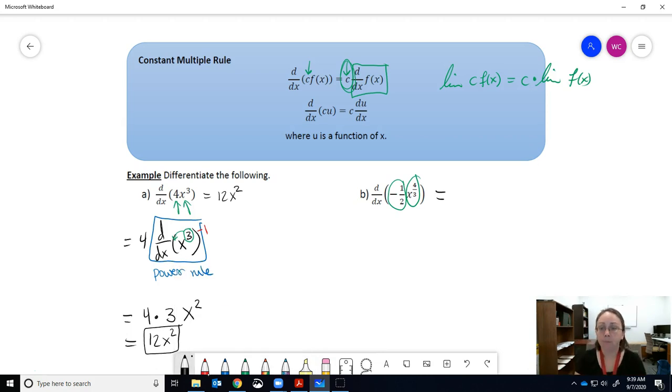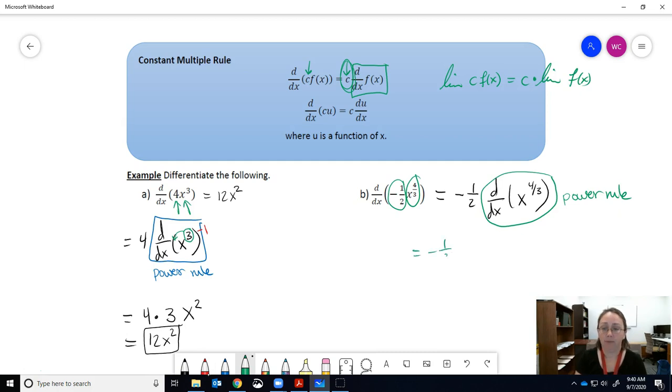Okay? All right, so let's do the same thing here. We have our constant multiple, the negative 1/2. He's multiplying to the x. So the whole thing, negative 1/2 can come out. And we're just going to take the derivative of the rest of it, x to the 4/3. Now again, what rule do we use to take this derivative? We have x to a power, which is a number. So this is a power rule. So negative 1/2 hangs out times the derivative.